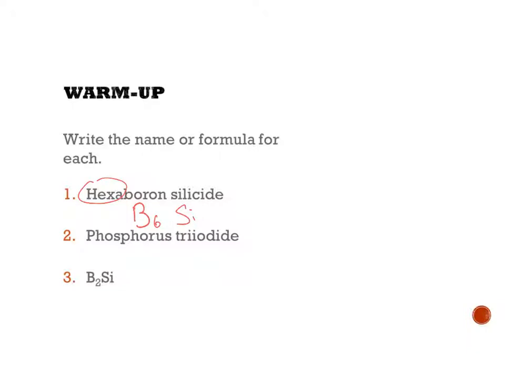Number 2, we have phosphorus. The symbol for phosphorus is P. We only have one. And then we have iodine. The symbol for iodine is I. And we have tri, so that's how many? 3.